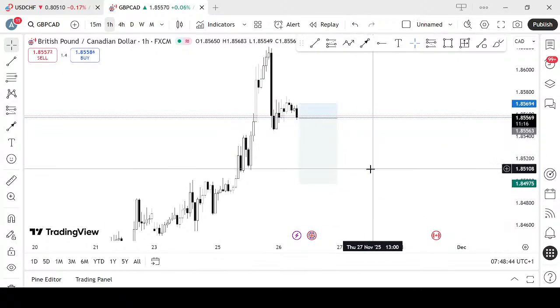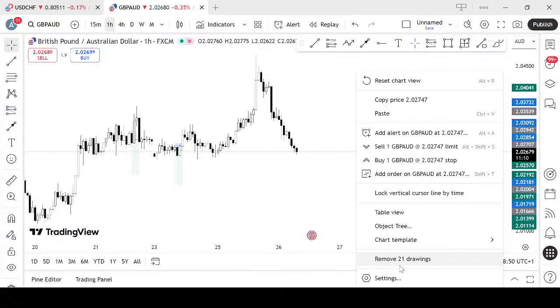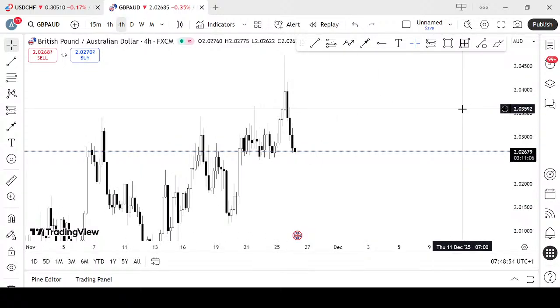That's a good entry right there. Then we'll go for 1/5. On GBP also, let's do the markup from the 4 hour.